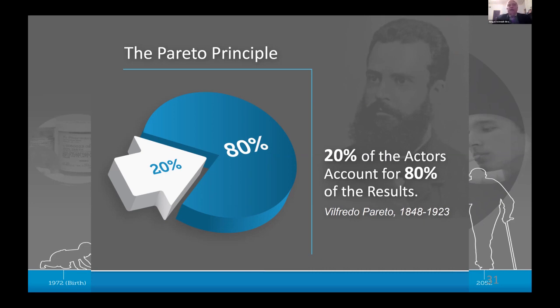And what they establish is something that is a very basic principle of social science. Namely, that 20% of the actors account for about 80% of the results. This is known as the Pareto principle, after the work of Vilfredo Pareto, who announced this idea years ago in one of his many insightful papers.